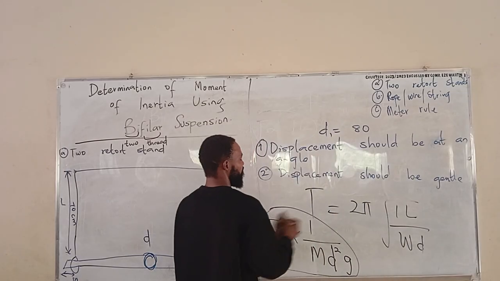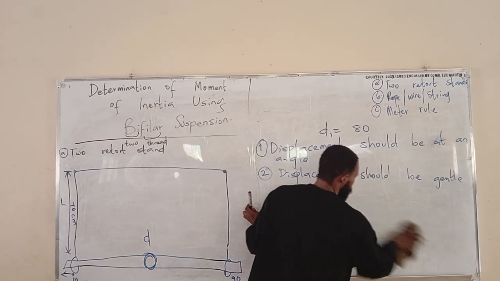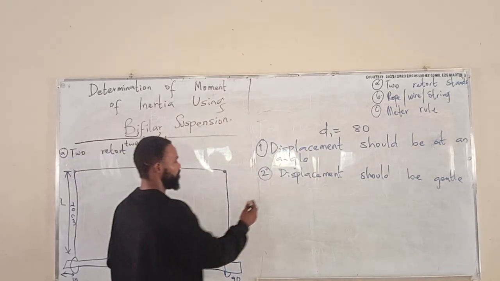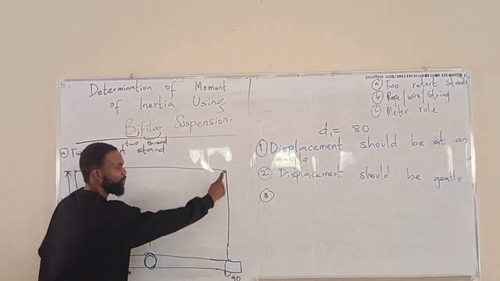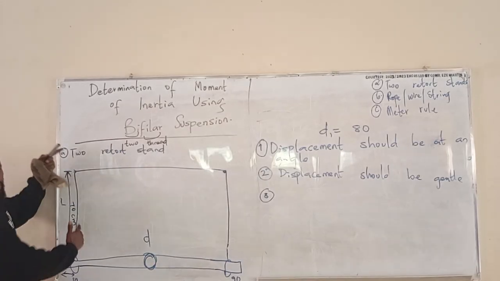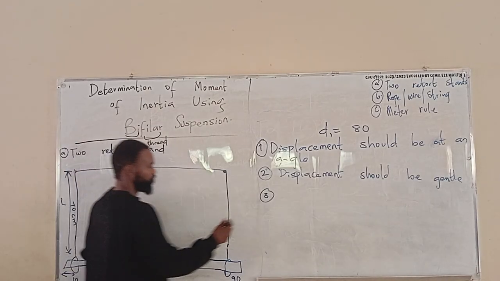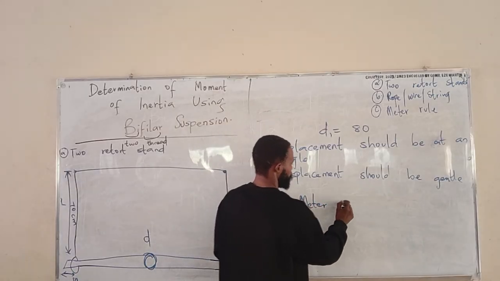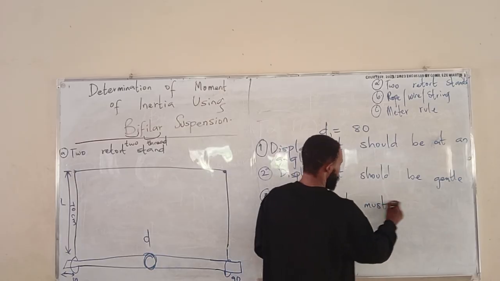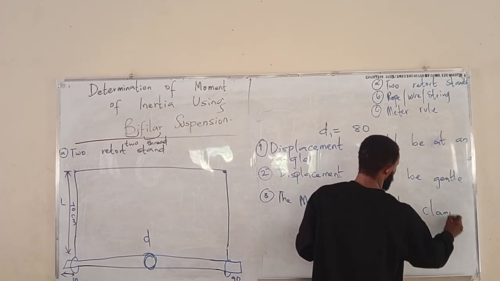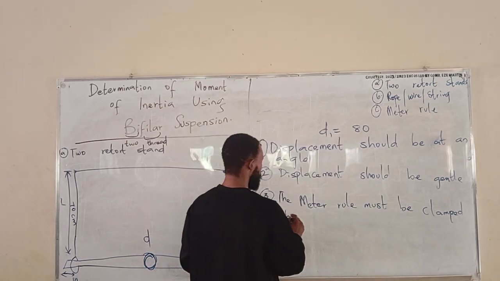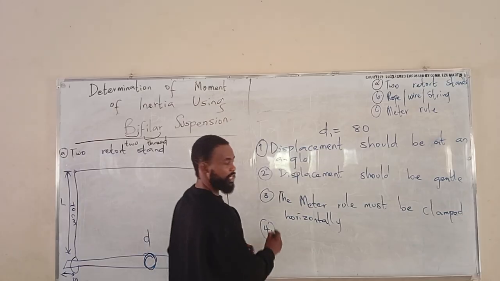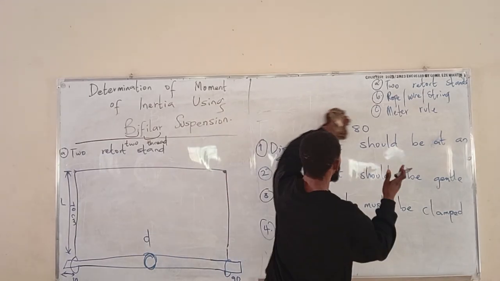The meter rule must be clamped horizontally. If you decide you want to invent, you place it how you want, or you do the measurement here to be 70 and this one 60, it's looking lopsided. You are wrong. So the meter rule must be clamped horizontally. So number 4, these are parts of the procedures.